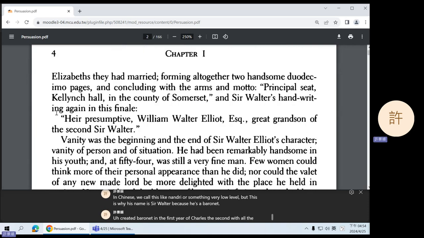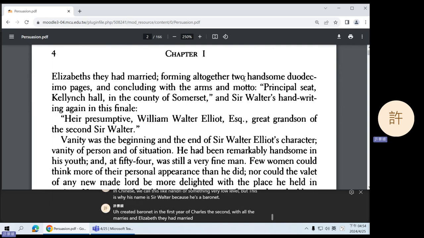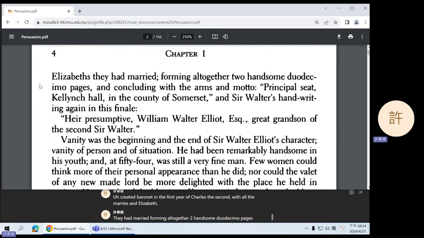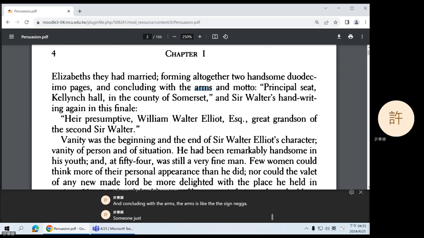With all the Marys and Elizabeths they had married, forming altogether two handsome duodecimo pages. So this is the size of the page. It's a big page. And concluding, so it takes two pages to finish his family history. Handsome just means beautiful. And concluding with the arms, it's like the sign, 那个, 中文叫什么来着? 因为每个贵族家庭有它的那个叫什么香吗？ 灰, yes, thank you. It's the symbol of the family, a crest or a sign, 灰,那个家徽. And motto, 标语, I guess.